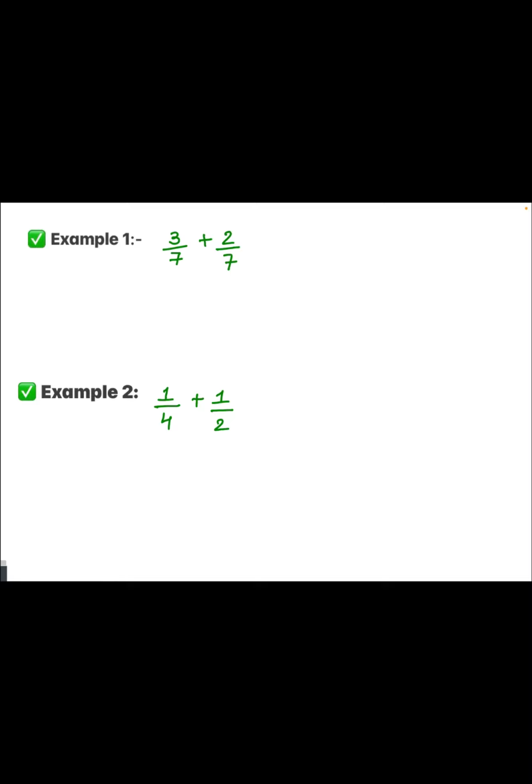In the first example, the denominators are same. So we simply add them. 3 plus 2 is equal to 5 over 7. So this is the answer.